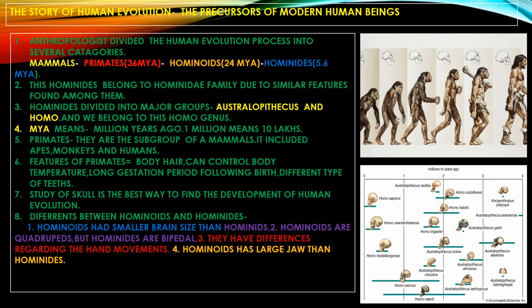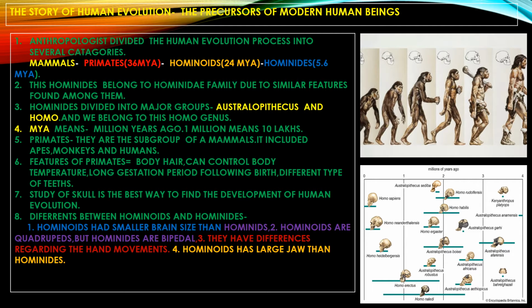So first we have separated the mammals group, then from the mammals group some specialist group emerged, that is called the primates. The earliest fossils of the primates have been dated about 36 Maya. Maya means million years ago. That means 360 lakh years ago. And among the primates, another group originated, which developed by their brain size. That is called the hominoids, 24 Maya. 24 Maya means 240 lakh years ago.